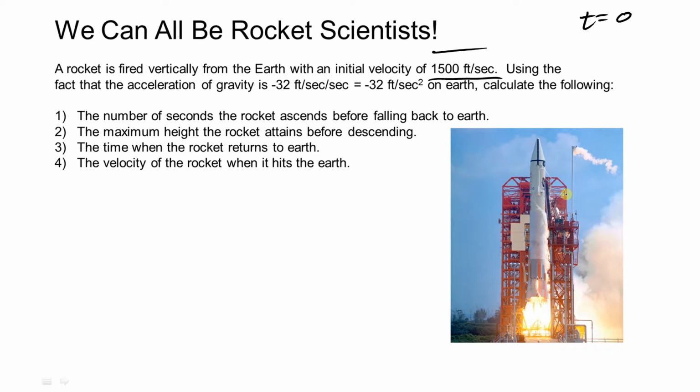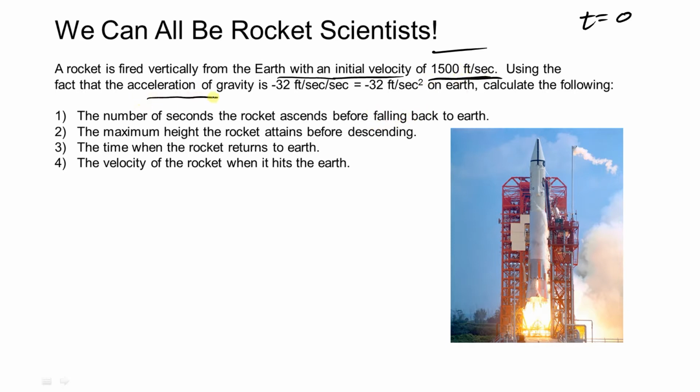That's what happened with our first Saturn V launch back in about 1968 when we went to the moon. In this particular case, we're just going to go up a few thousand feet and come back down. But anyway, a rocket is fired vertically from the Earth with an initial velocity of 1,500 feet per second.